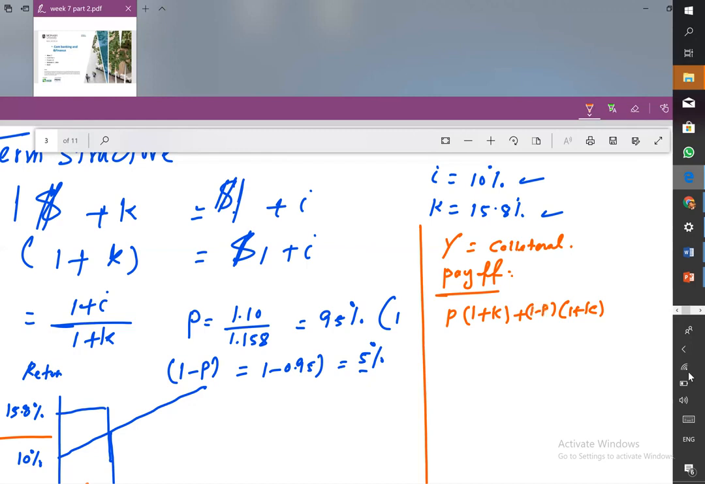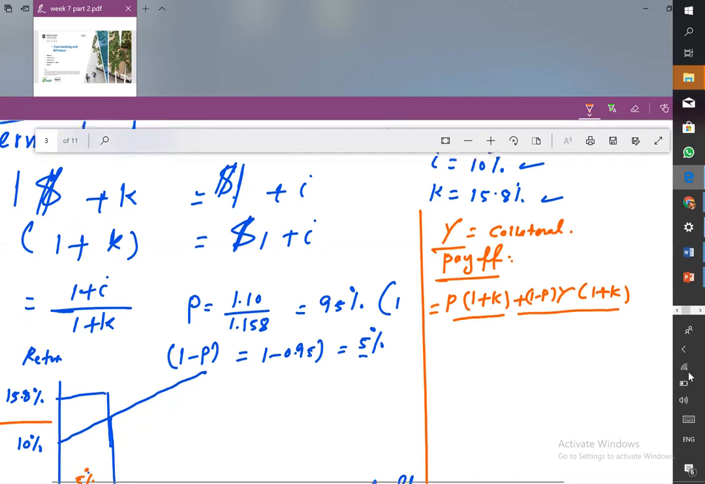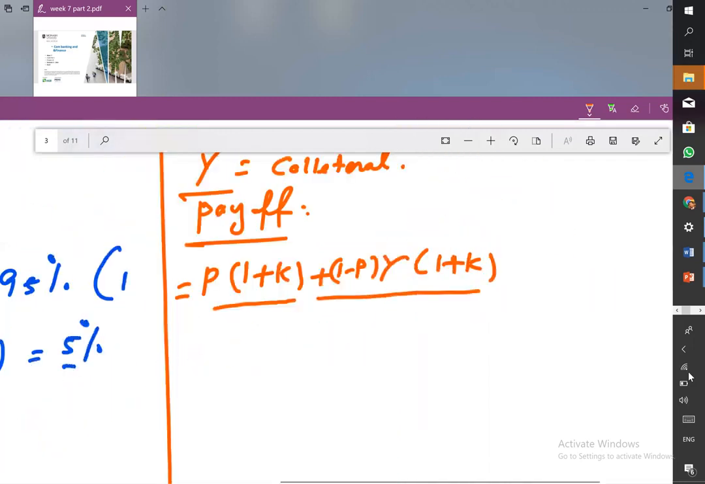And then I can multiply this 1 plus K by the lambda, which is the collateral. So the payoff now will be 1 plus K, this is the probability of payment, this is the probability of defaulting, and all of it should equal 1 plus I.